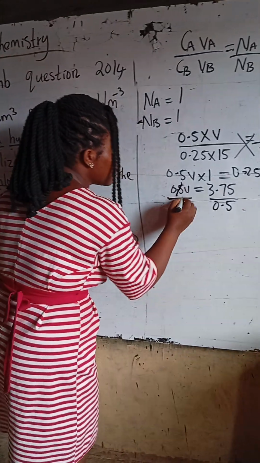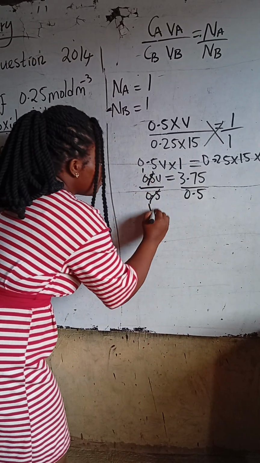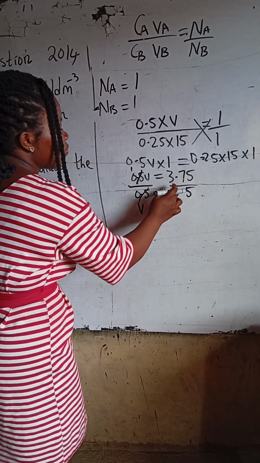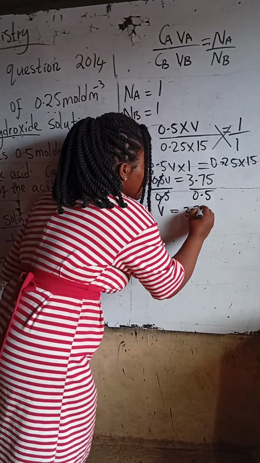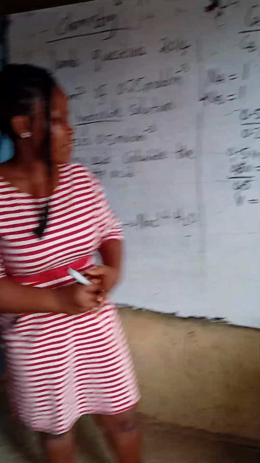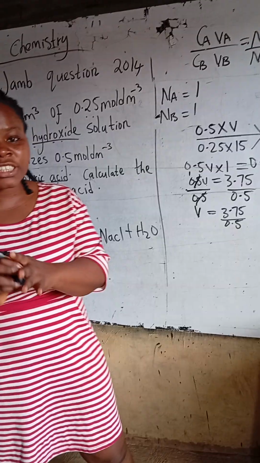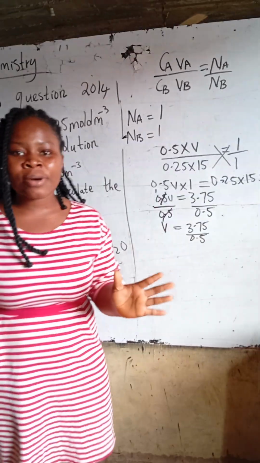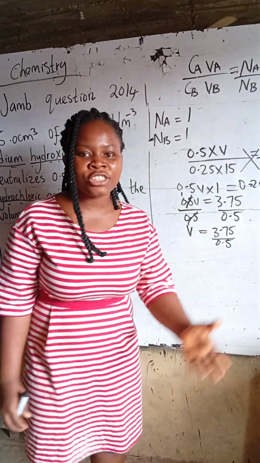So 0.5 divided by 0.5, we have it as 1. So we have V is equal to 3.75 divided by 0.5. Now, you can see that we are dividing decimals. And when we are dividing decimals, without using our calculator, it's very, very easy. How do we divide decimals without using the calculator?